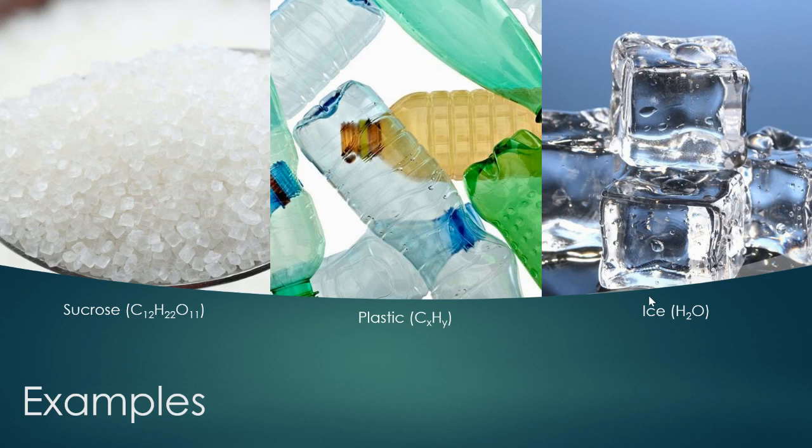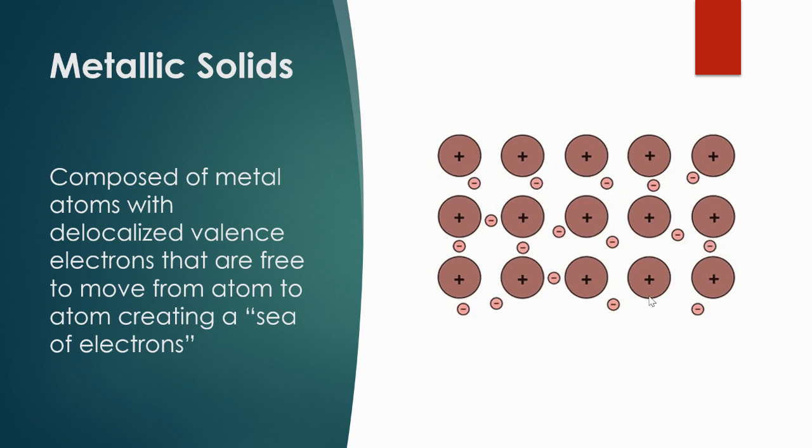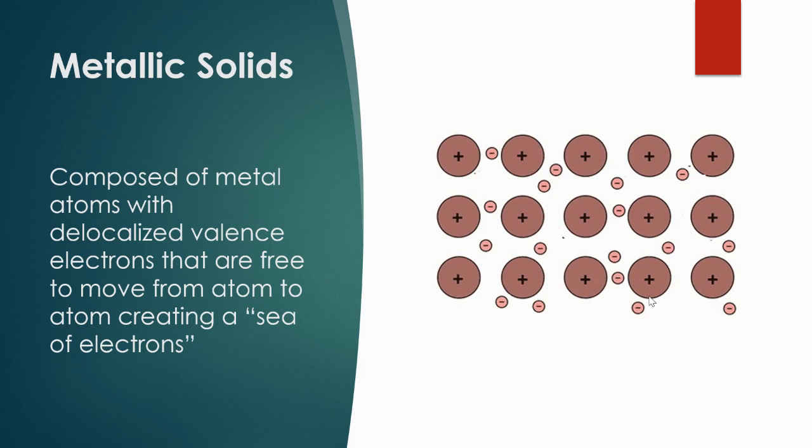Three examples of molecular compounds: sucrose, which is just normal sugar that we eat; plastic, which is long hydrocarbon chains; and ice, which is just water. The last type of solid we're going to talk about are metallic solids.